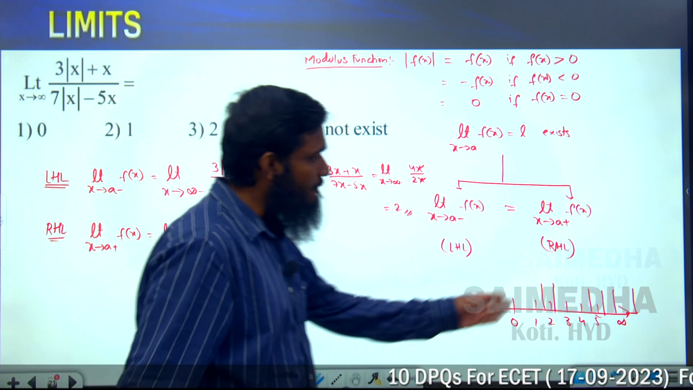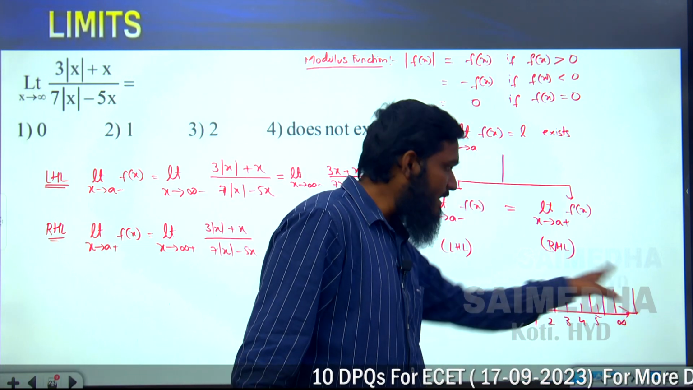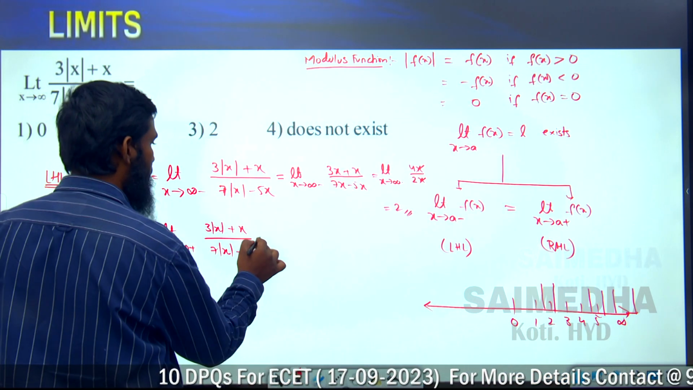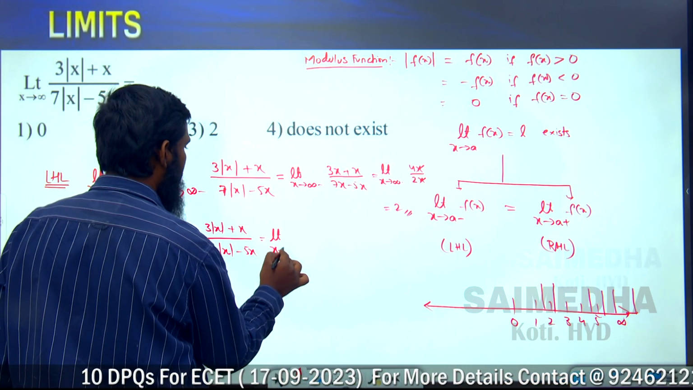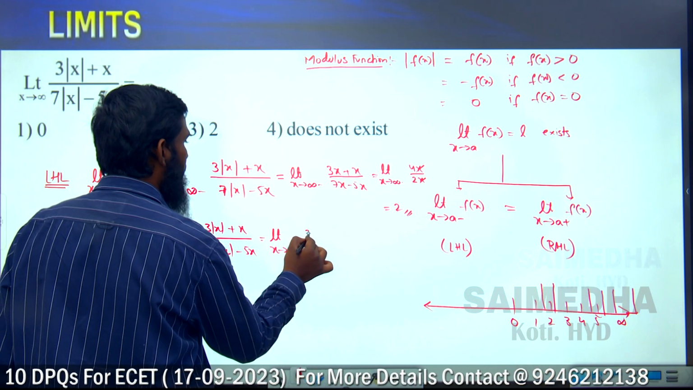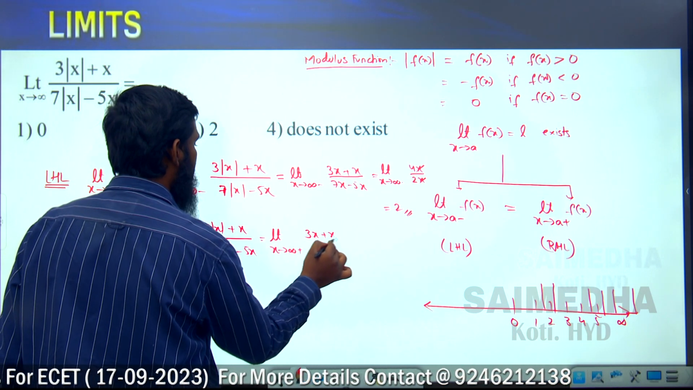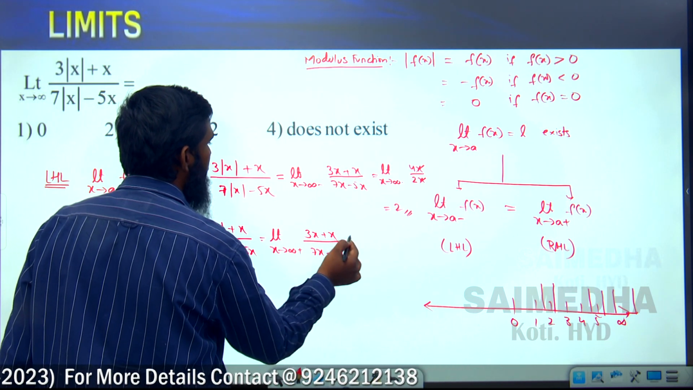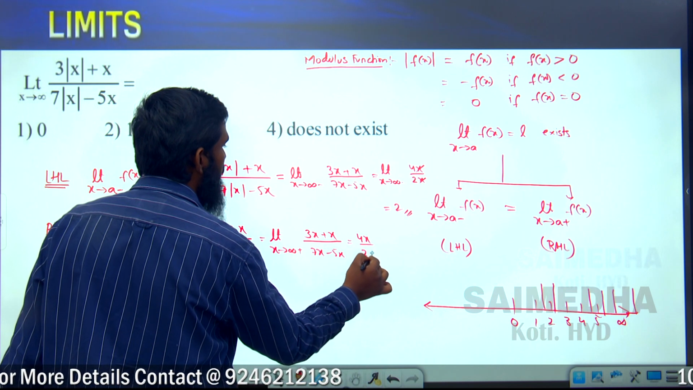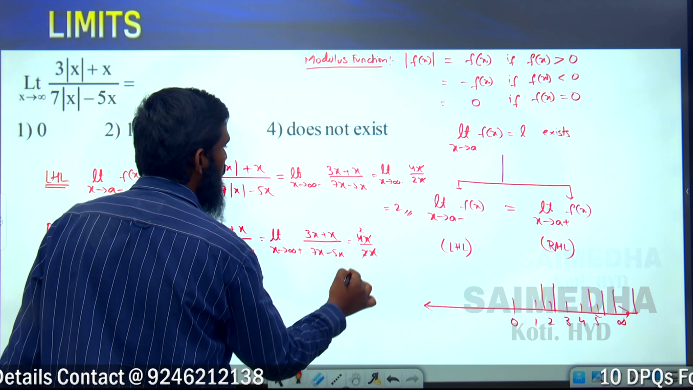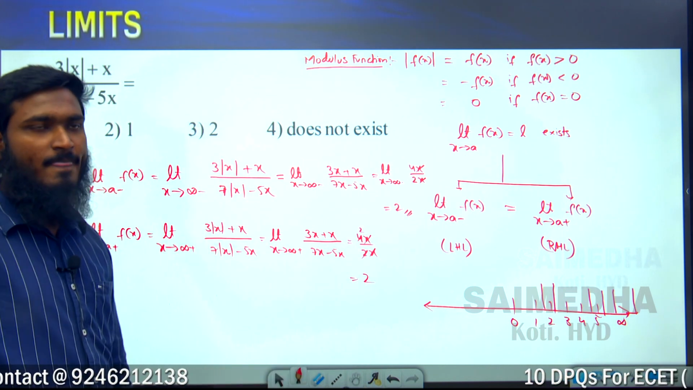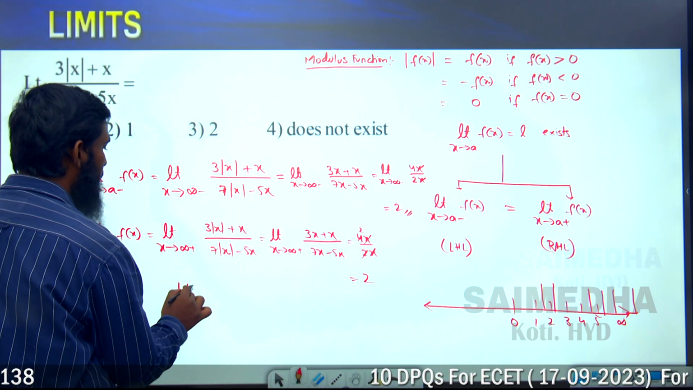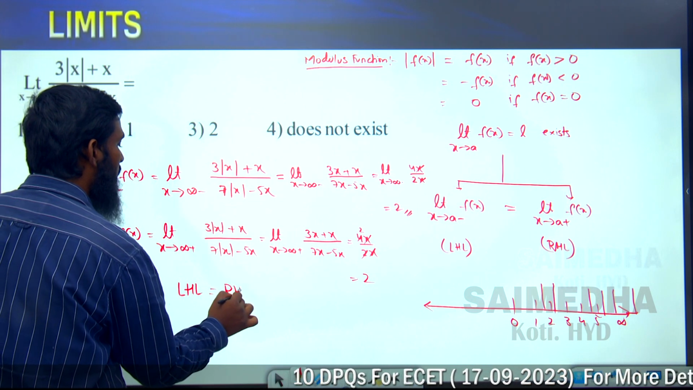Now similarly, let us simplify this part. Infinity plus is also greater than 0 only. If it is greater than 0, we have to take f of x. So let us take limit x tends to infinity plus, 3x plus x divided by 7x minus 5x. It is equal to 4x divided by 2x. x gets cancelled, 2 1s are 2, 2 2s are 4. So what is the answer we are getting? 2. So LHL value is equal to 2, RHL value is also equal to 2. So LHL is equal to RHL.